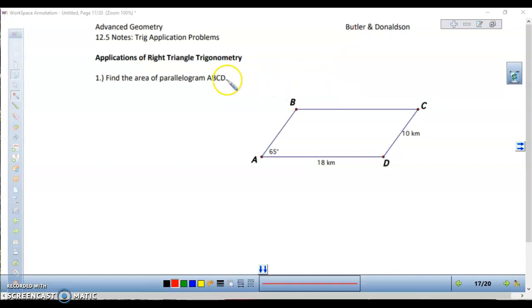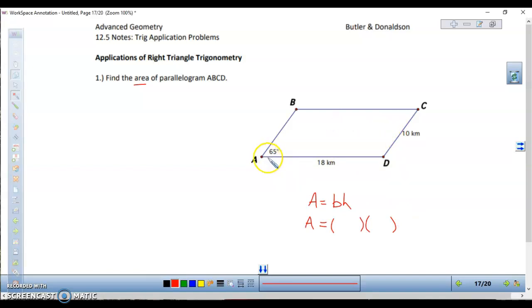So, for instance, this problem's asking me to find the area of a parallelogram. Like in any of those multi-step application problems we did back in chapters 8 and 9, I'm going to do this with backwards design in mind. In order to find the area of a parallelogram, what's the formula? It's base times height. So I need to know the base and I need to know the height. Remember, in a parallelogram, the base and the height need to be perpendicular to one another.